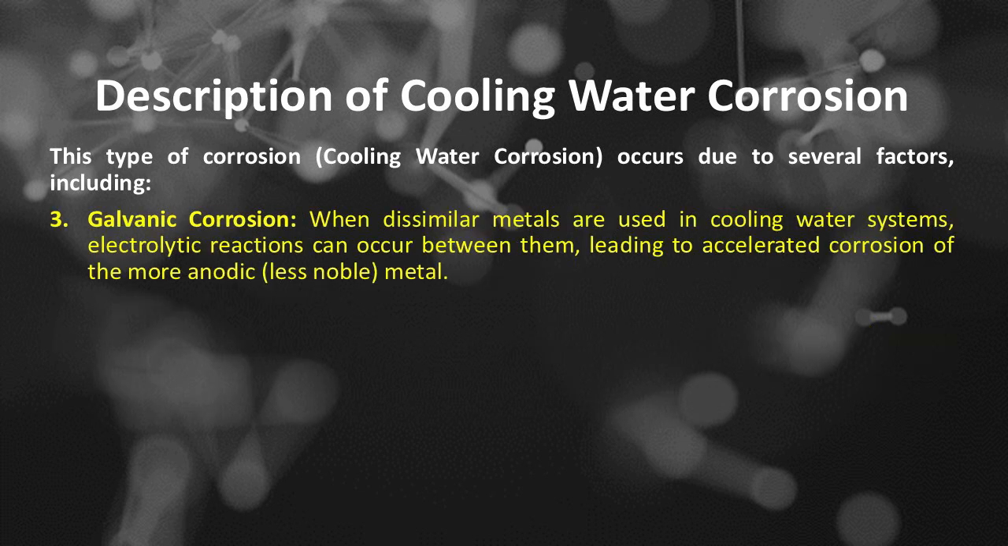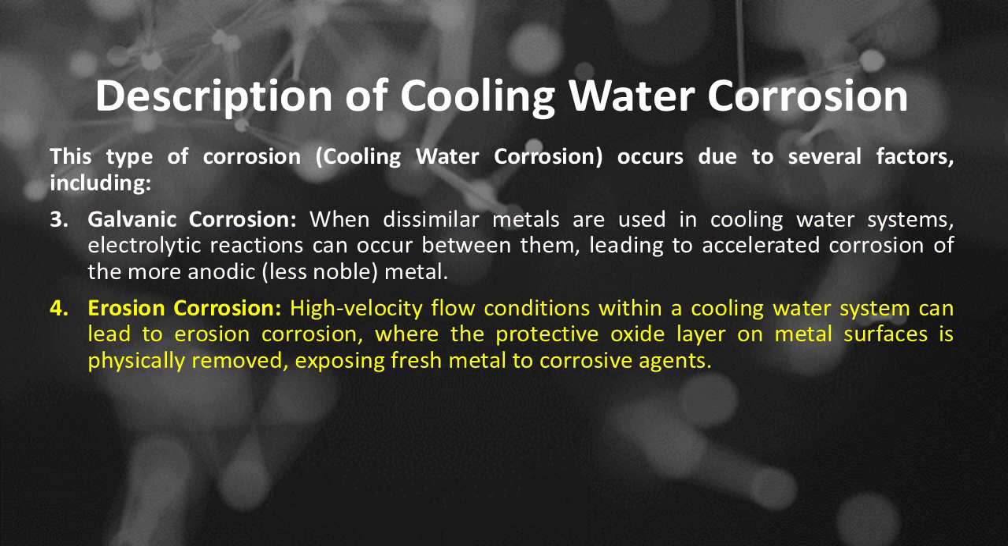Number 3 is galvanic corrosion. When dissimilar metals are used in cooling water systems, electrolytic reactions can occur between them, leading to accelerated corrosion of the more anodic or less noble metal. Number 4 is erosion corrosion. High-velocity flow conditions within a cooling water system can lead to erosion corrosion, where the protective oxide layer on metal surfaces is physically removed, exposing fresh metal to corrosive agents.